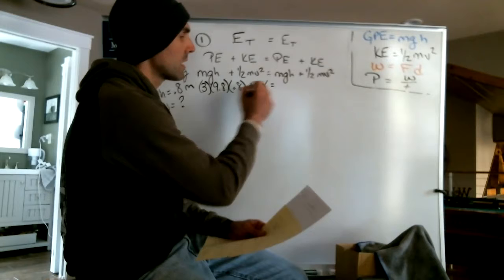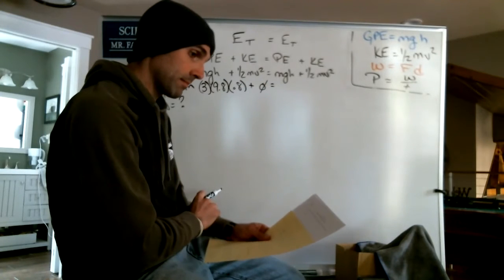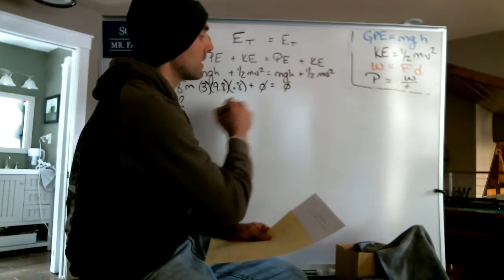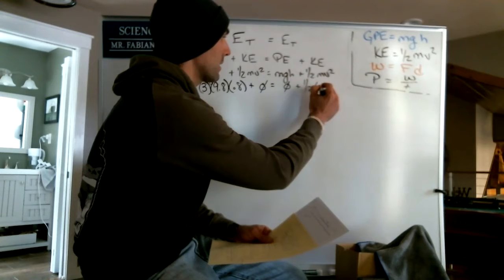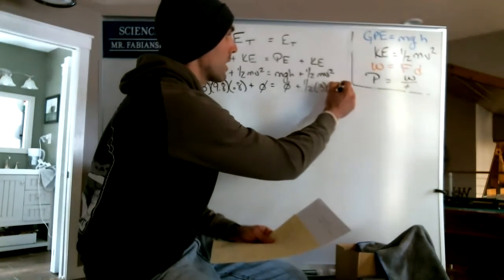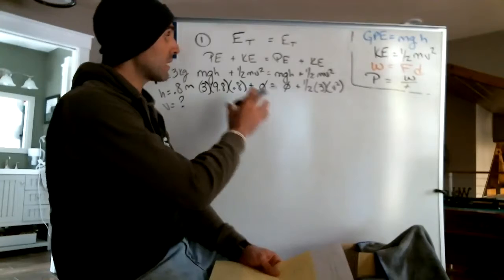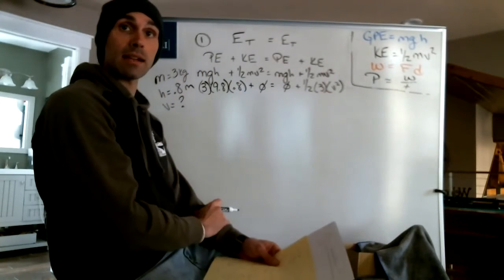It's not moving. Now, at the very bottom, what's its height? 0. You got it. So that turns this whole thing into 0. And then we fill in plus 1/2 m. The mass is still 3, and we want to find that velocity. So in this case, all the energy started off as potential, and it was transferred to only kinetic.